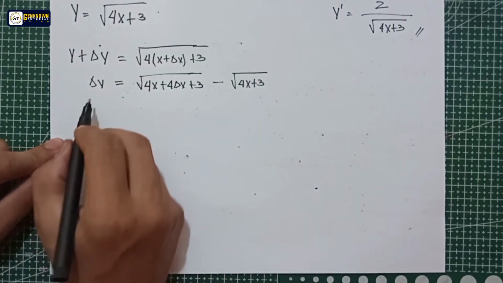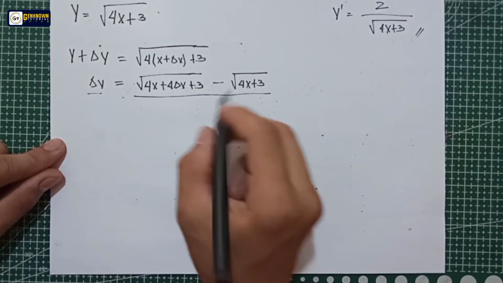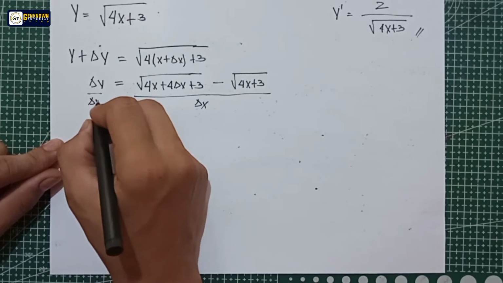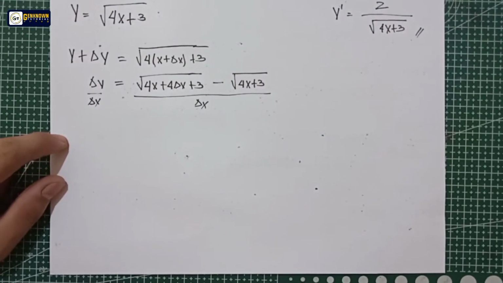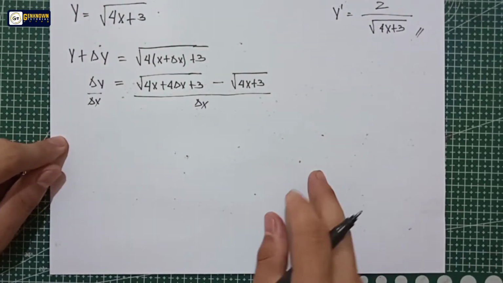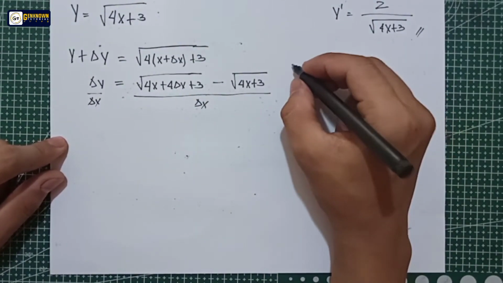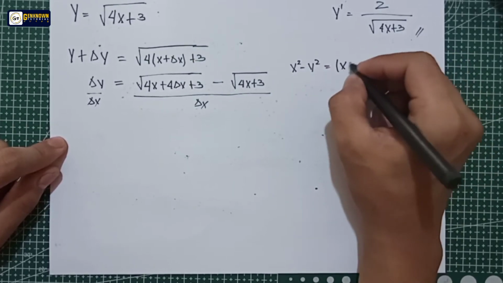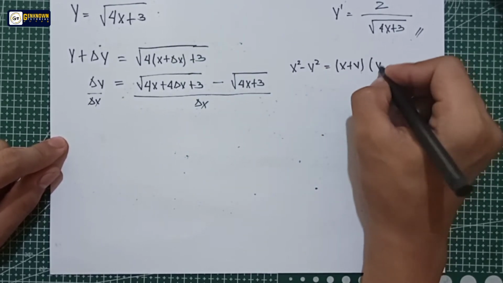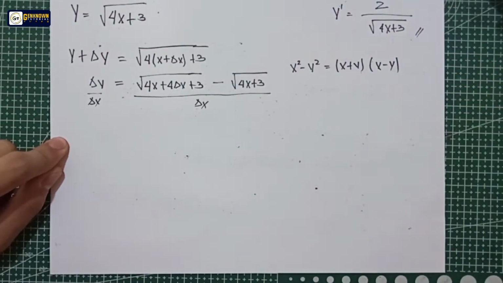The next step is divide both sides by delta x, and then simplify it. To simplify it, we will use the factoring method again, where x squared minus y squared is equal to x plus y multiplied by x minus y. So we will just rationalize this.